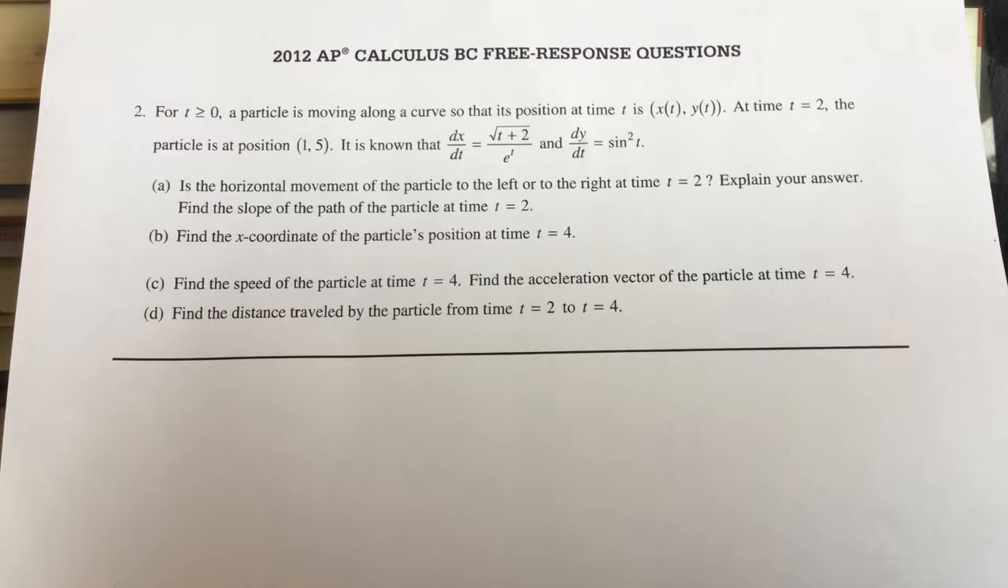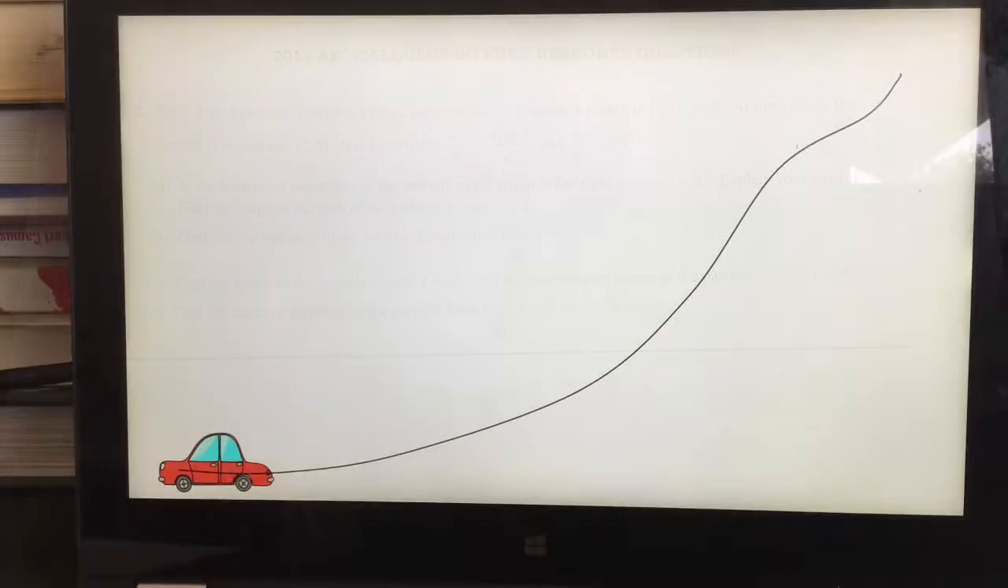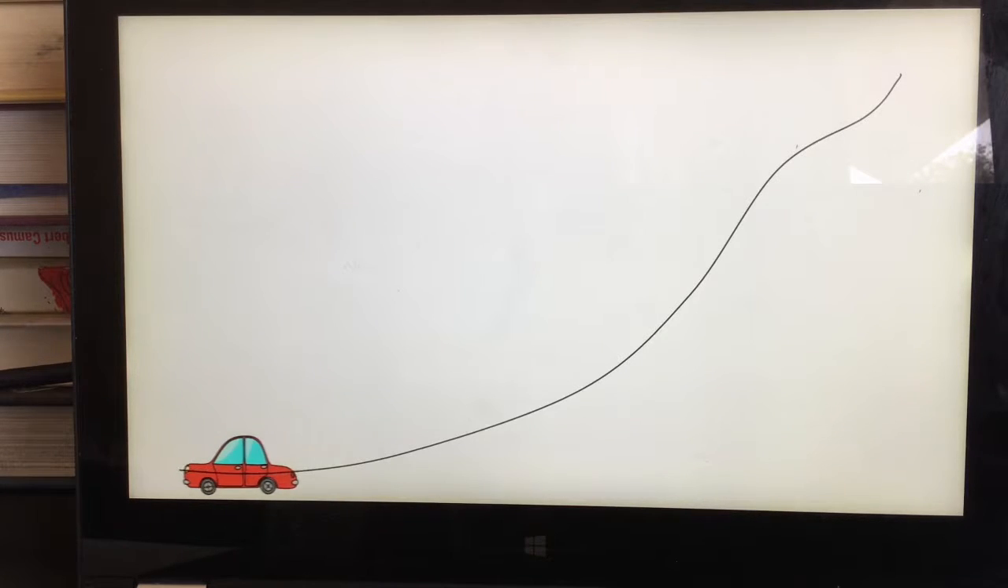So now this whole particle business is a little bit too boring, so let's think of it in slightly different terms. Let's think of this black line as being our unknown curve and the car as being our particle that is moving along this given curve. Let's go back through some of our givens. So we were told that at time t equals 2, the particle is at (1, 5).